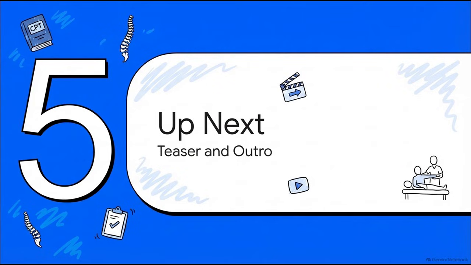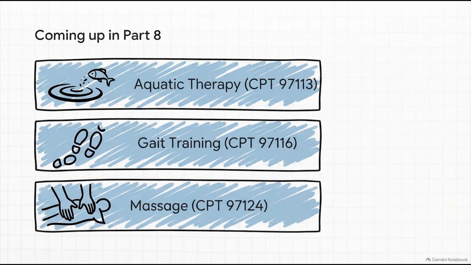Finally, Section 5. Let's look at what's coming up next. We've covered a ton of ground today, clarifying the boundaries between therapeutic exercises and neuromuscular re-education. Mastering that distinction in your intent and your documentation, that's what separates the good from the truly great. But our journey through therapeutic procedures is far from over.